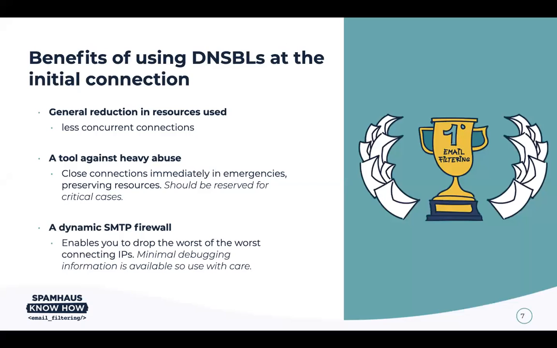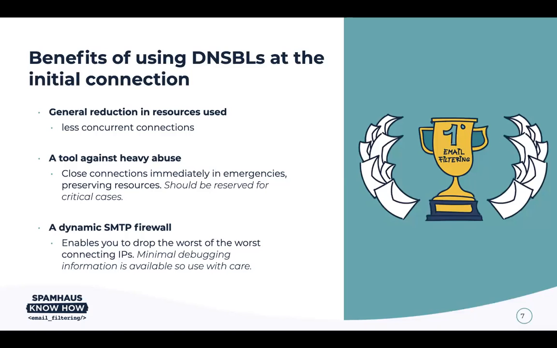Okay, so that sort of covers the first phase, where all you have is the initial connection, and as a result, all you have is this IP address that connected to you and tries to deliver mail. What are the benefits of using data at this point? Well, there's just a general reduction in resources. You lower the number of connections that are open to your mail servers, and it's really a tool to deal with the worst cases of abuse, where you can say, just based on the IP alone, I do not want any mail from here, no matter what it would be, because the assumption is that it's just never going to be anything good.